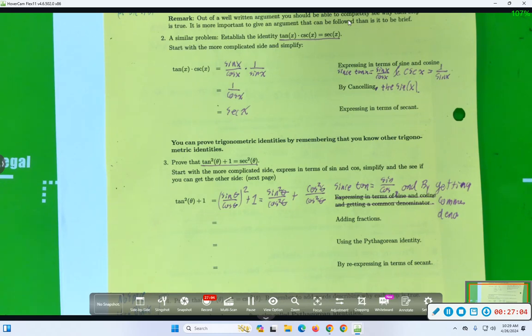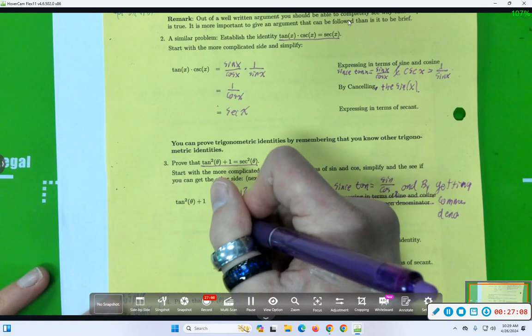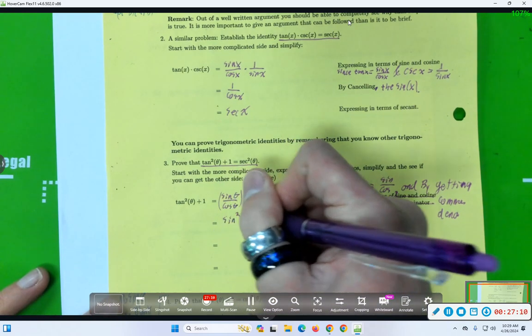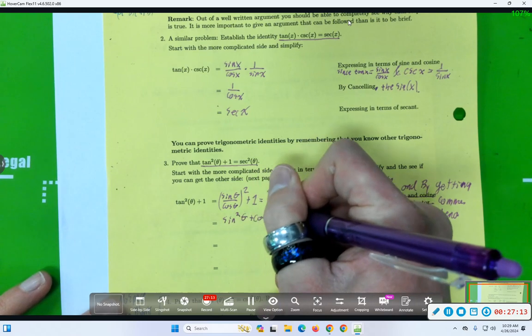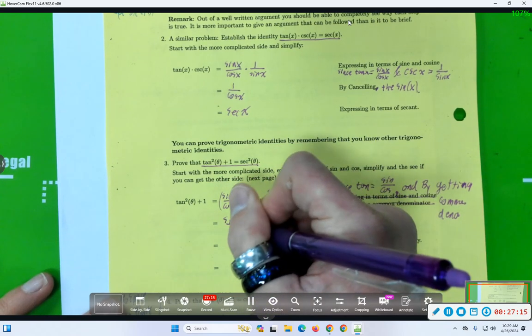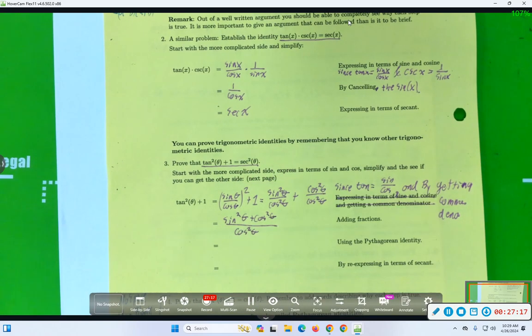Sine squared theta plus cosine squared theta over cosine squared theta plus cosine squared theta. Almost. Once you have a common denominator, you just add the numerators. Right, like 1 over 2 plus 3 over 2 is just 1 plus 3 over 2.